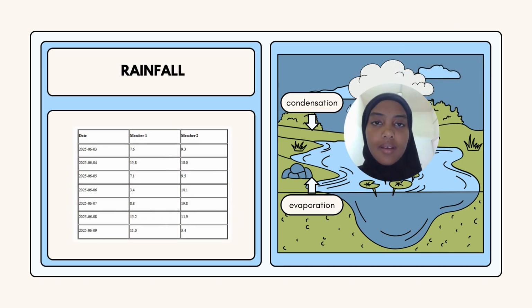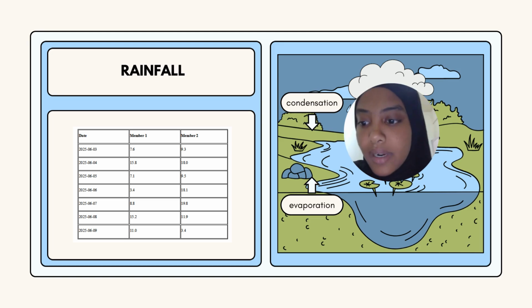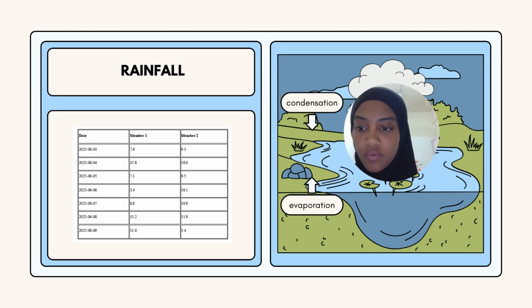Okay. Assalamu alaikum warahmatullah. Hello everyone. My name is Rainfall Musa from Group 3 and I will present the calculation part in our project, which includes rainfall, evaporation, infiltration, and surface runoff. First, in rainfall, we measured rainfall for 7 days by 2 members. 2 group members collected the data and we calculated the average for each day. The average daily rainfall was about 11.35 millimeter.